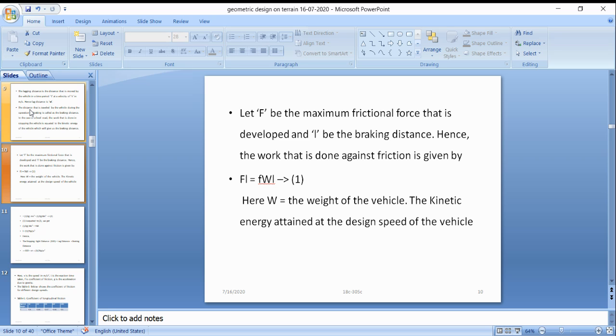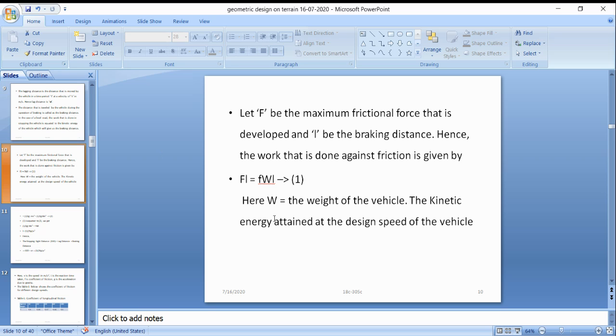We apply the force on the vehicle. The brake force is applied, which means the brake is done. After the brake, the vehicle moves a little bit; that distance is the braking distance, and in that we have to add the weight also.